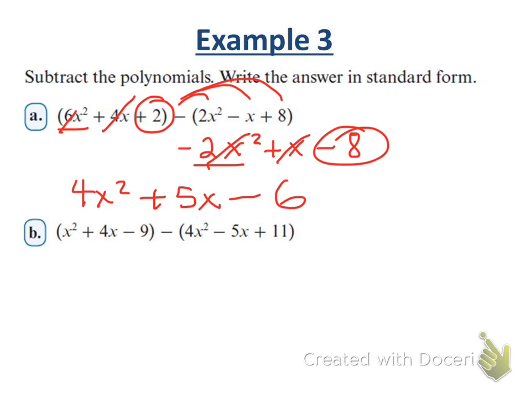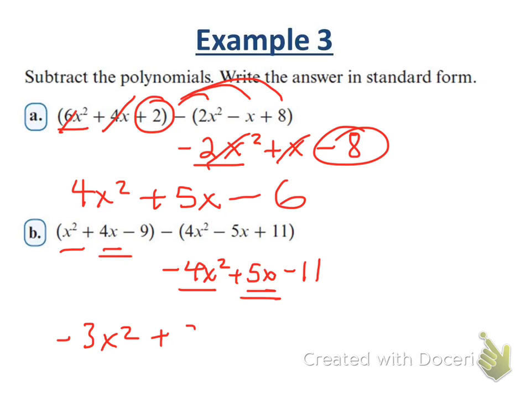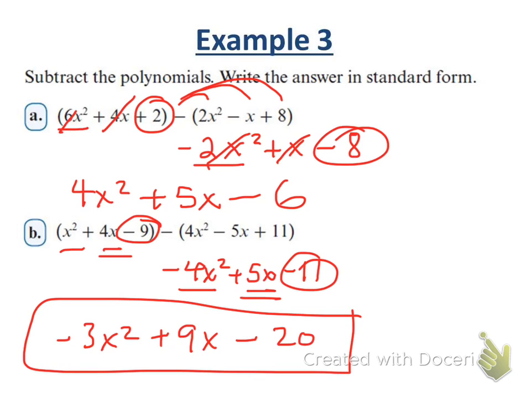Last one, again, distribute the negative here. That would give us negative 4x squared plus 5x minus 11. x squared minus 4x squared is negative 3x squared. 4x plus 5x is plus 9x. Negative 9 and negative 11 is minus 20. All right? That's the standard form answer. And again, we have another quadratic trinomial.